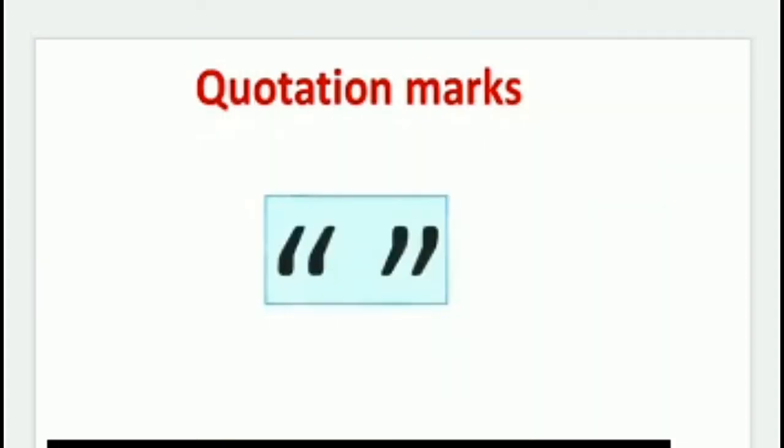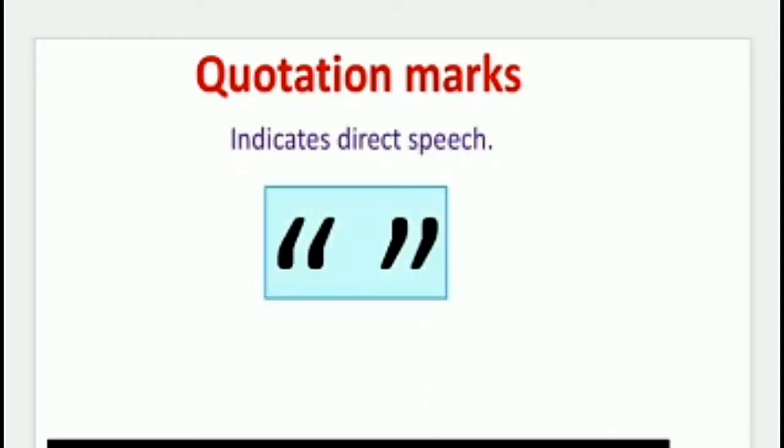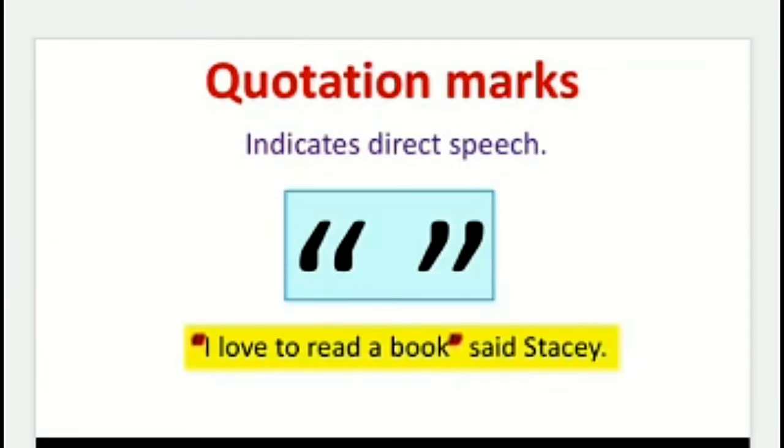And then quotation marks. The quotation mark is used only for direct speech. For example, I love to read a book, said Daisy. So I love to read a book is direct speech. So I love to read a book, closing quotation mark, said by whom? Daisy. So that indicates direct speech. The quotation mark will be used.